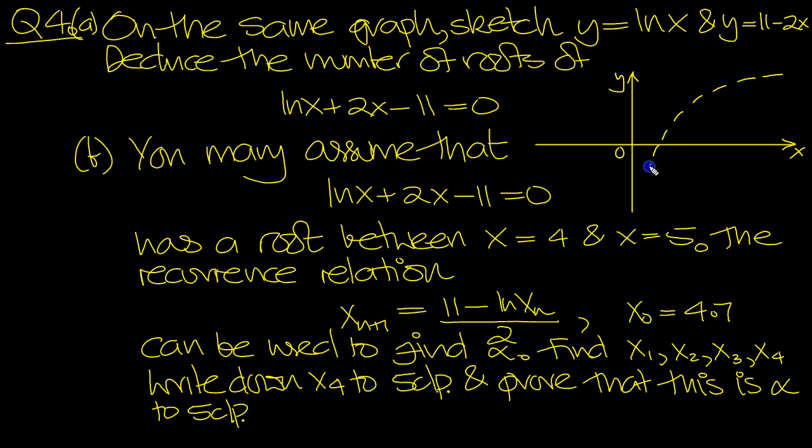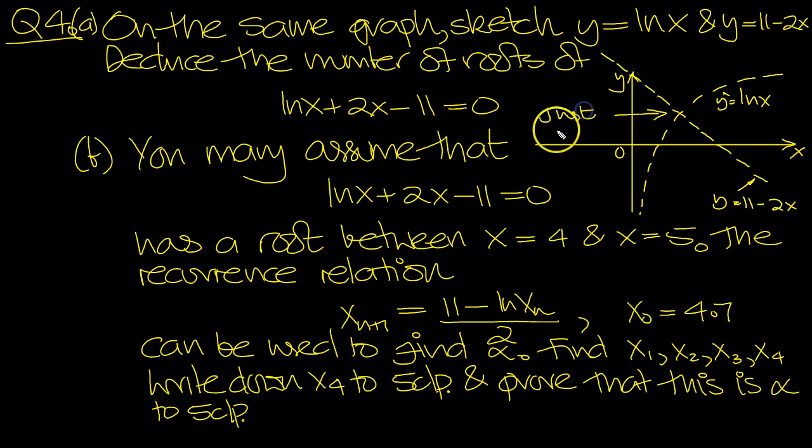So there's that curve there. And then 11 minus 2x is a straight line, intercept 11, gradient minus 2. So there it is there. This is the ln x here, and this one here is y equals 11 minus 2x. Deduce the number of roots, so just one root.